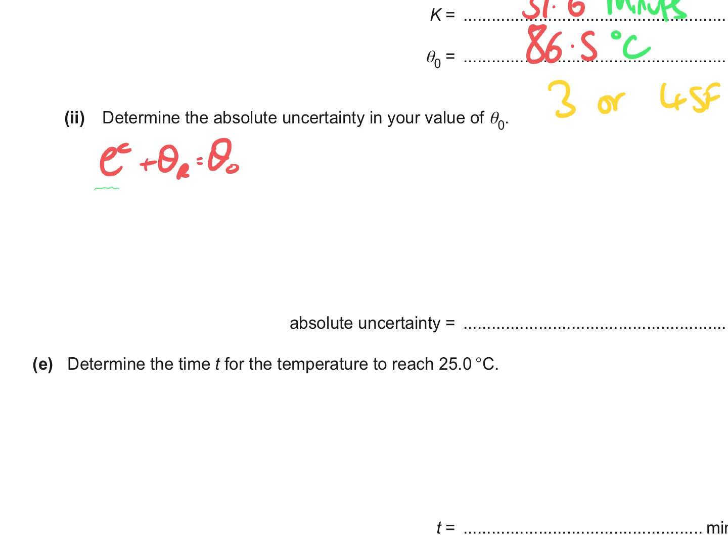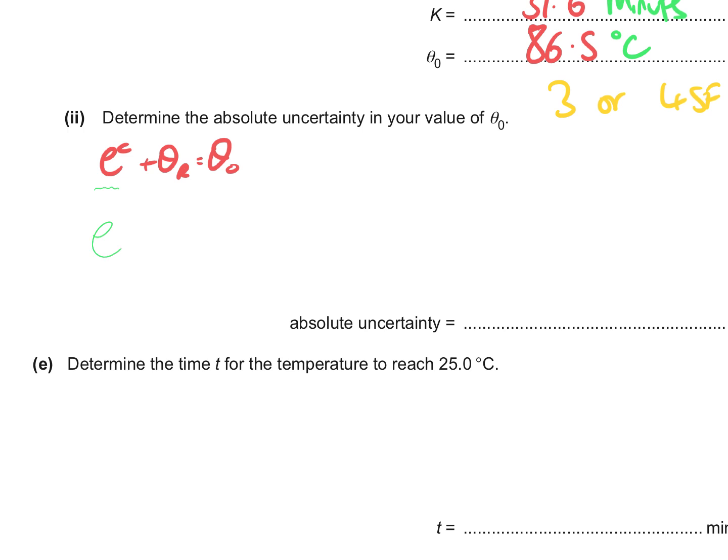Remember, if you've got the exponential function, log or natural log, when we're doing uncertainties, you just have to do the kind of really frustrating brute force method where you put in your largest or smallest value and just work it out. So we know the actual value is 86.5.